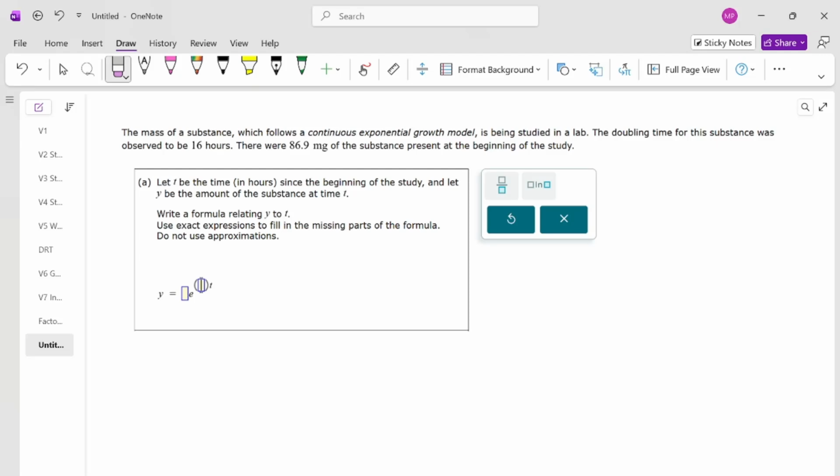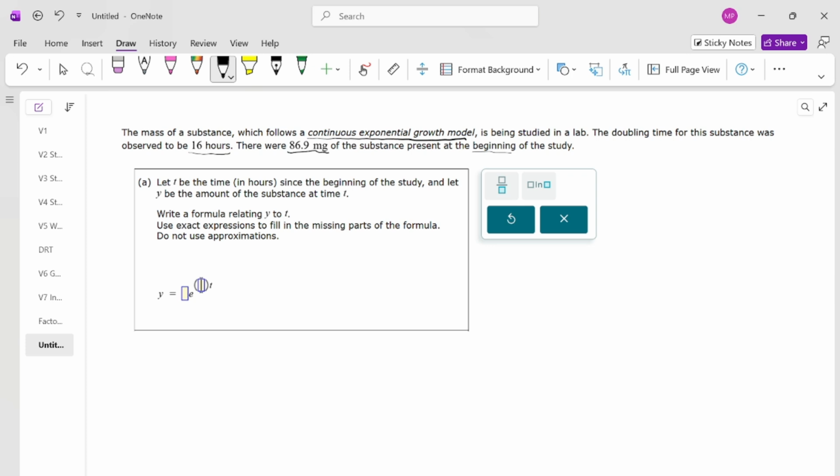So for this problem, we have the mass of a substance, which follows a continuous exponential growth model, being studied in a lab. The doubling time for this substance was observed to be 16 hours. There were 86.9 milligrams of the substance present at the beginning of the study.